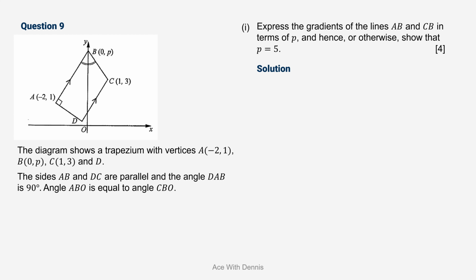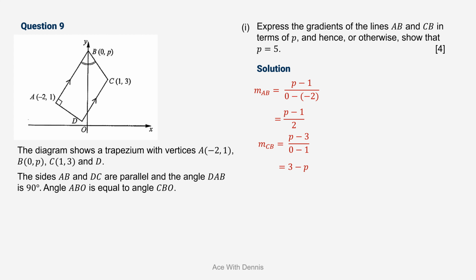So here's the solution. To find the gradient of AB, we can use the formula y2 minus y1 over x2 minus x1. So for this case, we know the coordinates of point A is negative 2, 1, and point B is 0, P. Therefore, the gradient of AB will be P minus 1 over 0 minus negative 2, which is p minus 1 over 2. Similarly, to find the gradient of CB, we know the coordinates of point B is 0, p, and point C will be 1, 3. Therefore, the gradient will be p minus 3 over 0 minus 1. Simplify, we get 3 minus p.